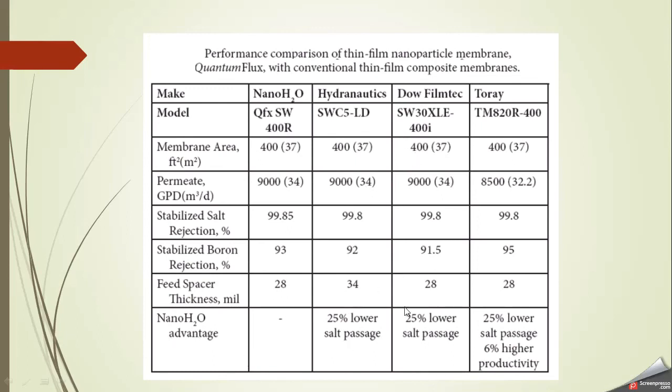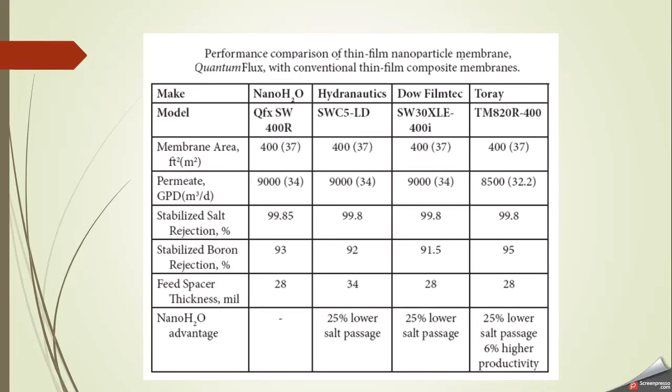Similarly with Dow Filmtec, and as compared to Toray, there is 25% lower salt passage and 6% higher productivity, because here it is 8500 meter cube per day production, here 9000. So due to these advancements and the availability of nanotechnology based membrane, the efficiency of the membrane or RO plant has increased.